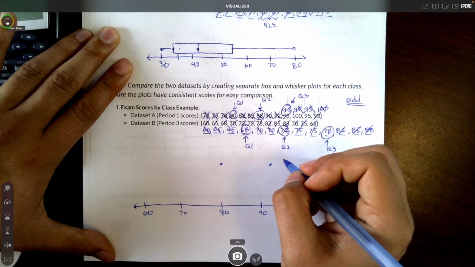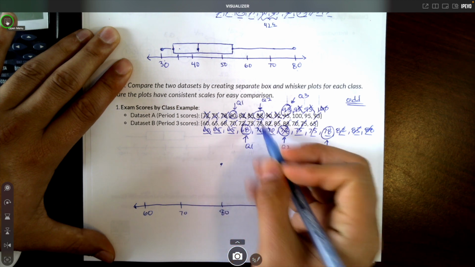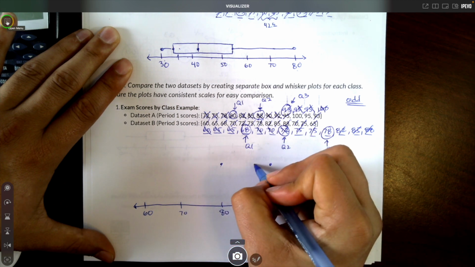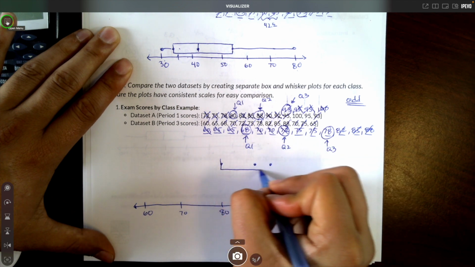Q3's, oh, I think I already messed up. So 80, 88. Oh, good thing I saved myself. So, and then 93. That looks like that's 93. So I'm going to put a box around these.